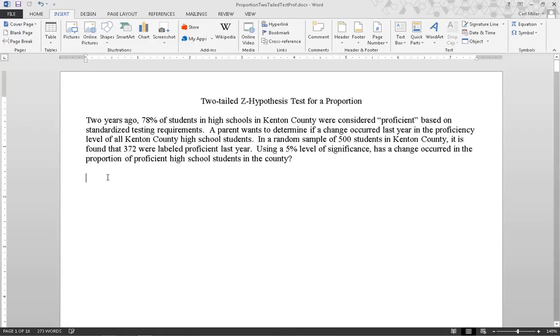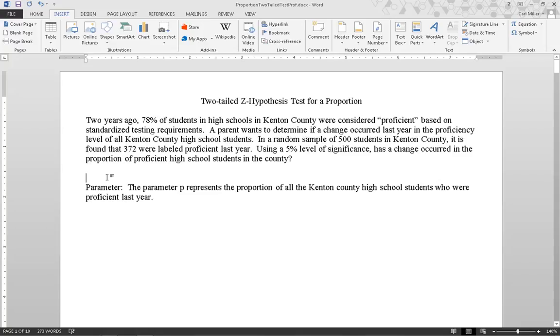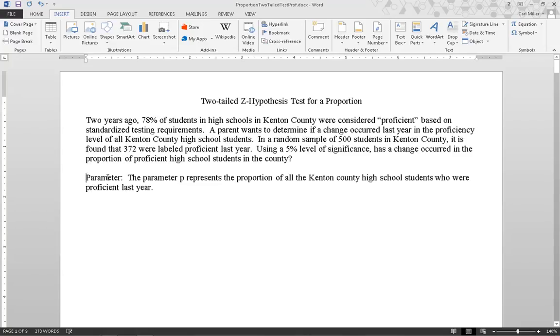Begin by defining your parameter. So the parameter P represents the proportion of all Kenton County high school students who were proficient last year. Next, the null hypothesis H0 is that the parameter P equals the value of 0.78 for the proportion from 2 years ago.